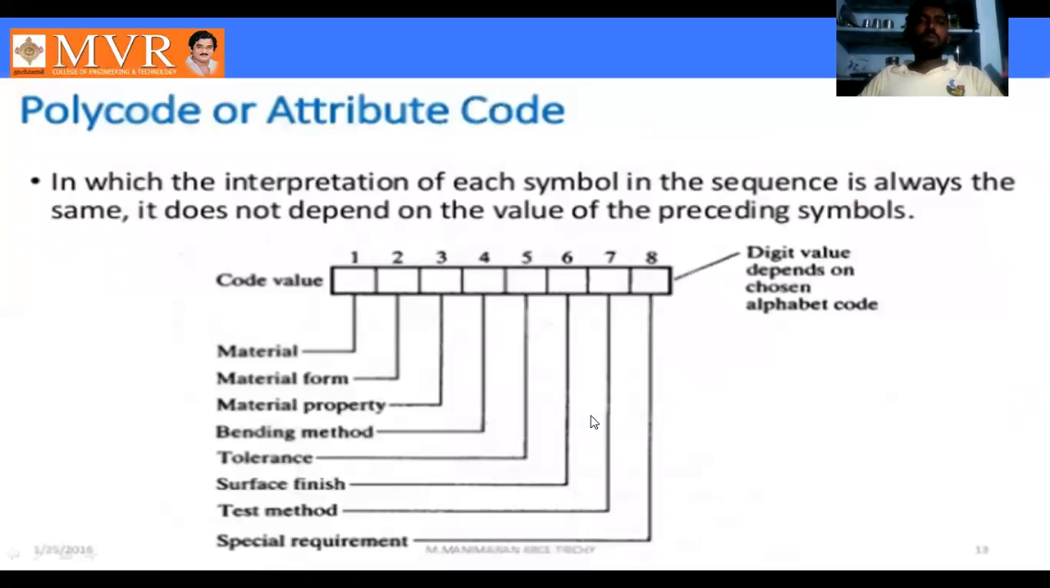Next is polycode. How do we get a product? See here, it is step by step: 1, 2, 3, 4, given as letters. Using these letters, they manufacture the part. It does not depend on the value of the processing symbol. This is the main concept of the polycode, or attribute code.